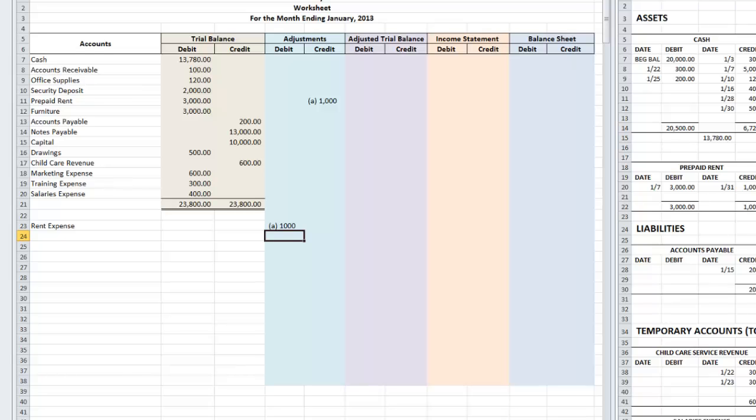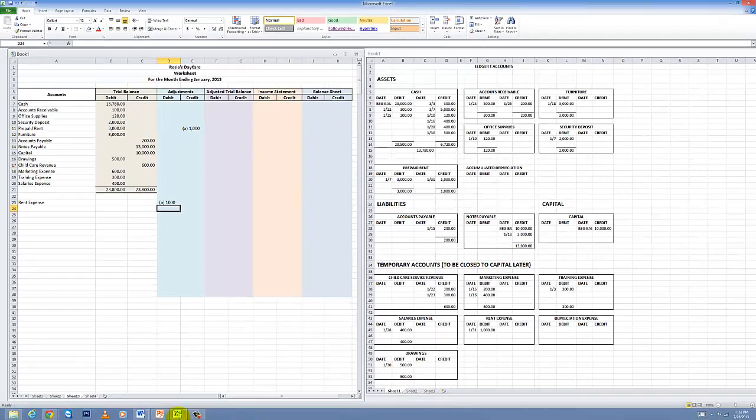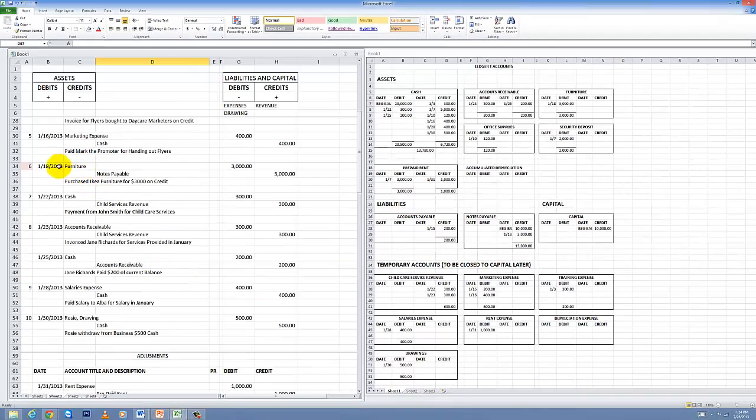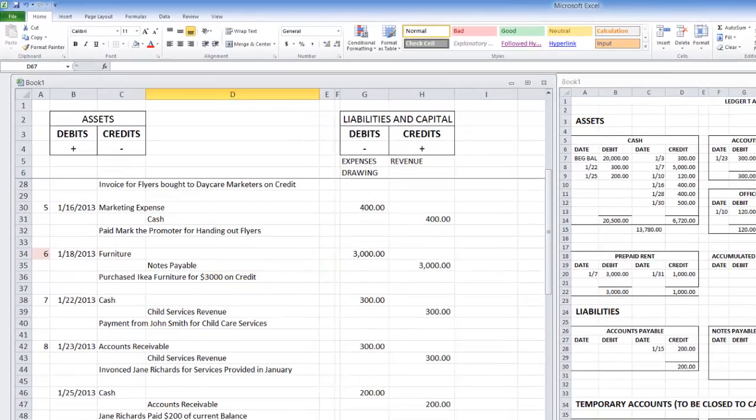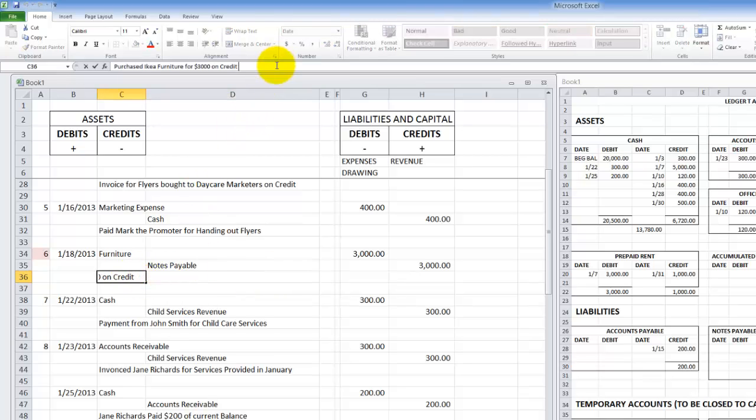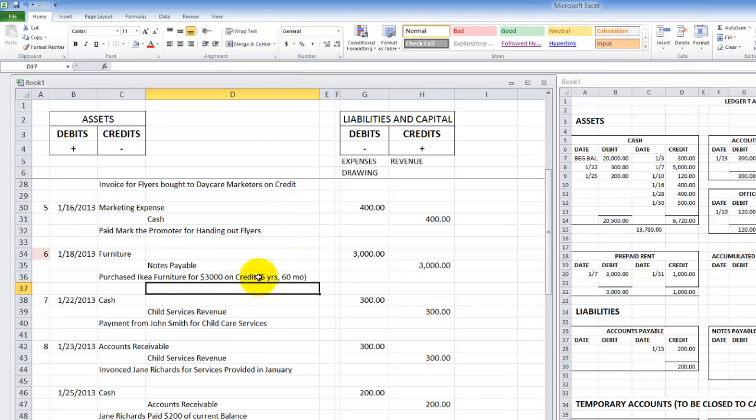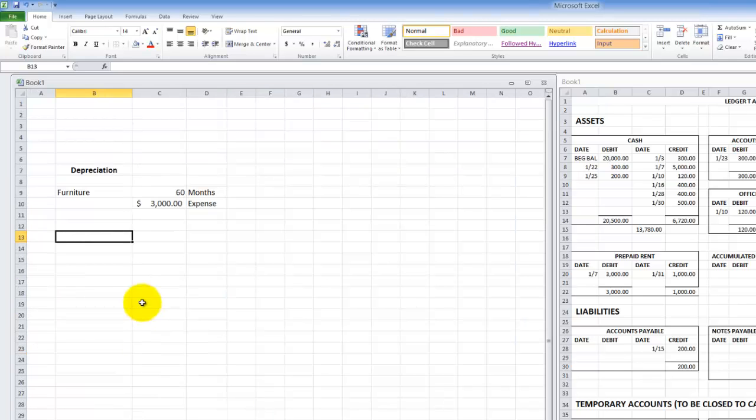The other transaction that we are going to change is the furniture. So we purchased furniture from IKEA for $3,000 on credit, and we said that this had to be paid in 60 months. In 5 years, which is 60 months. We tend to usually take care of this at the end of the year, but just for this example, we're going to use it. So anything that you buy that has a lifetime of longer than 1 year, something like furniture or equipment, usually does have some depreciation, meaning it has actually a life of about 60 months.